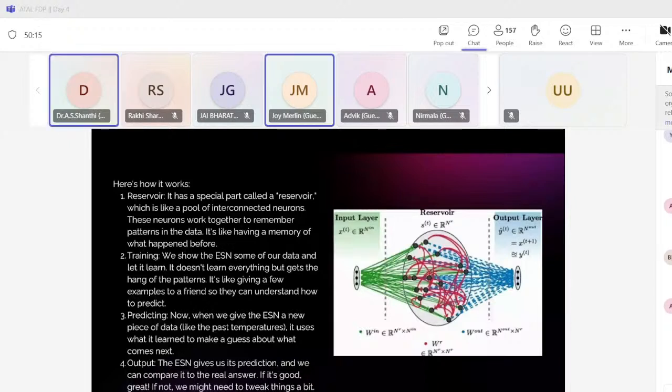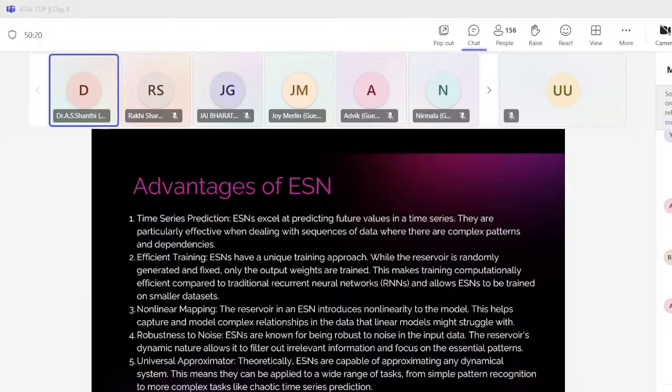Some of the advantages of ESN: it is exclusively used for time series prediction, and it has efficient training. The reservoir generates the data sets randomly and fixedly, and only the output weights are trained. This makes the training computationally efficient compared to other traditional neural networks. It also has a non-linear mapping characteristic, which helps to capture and model complex relationships between the data, as well as linear models.